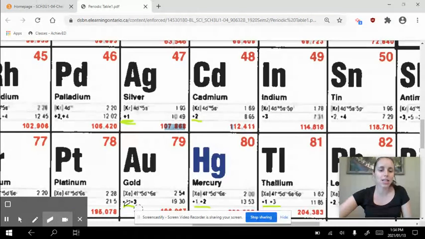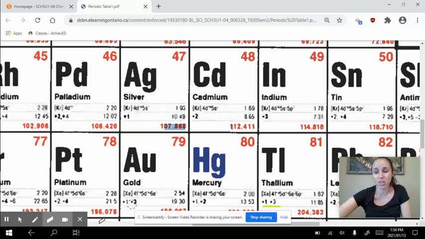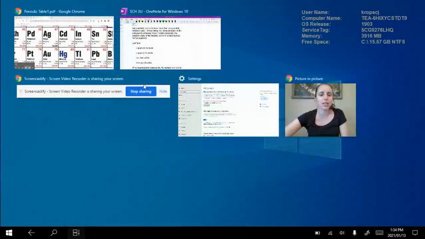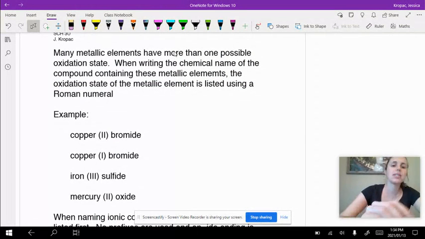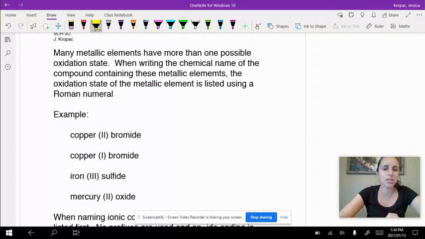Now here's the challenge with the multivalent metal. How do I know what charge to use? So for example, for gold, how do I know if I'm using the number 1 or the number 3? I can't be sure. So we actually have to adopt a little bit of an exception for the multivalent metals. You did this in grade 10. We're going to remind you how to do it now.